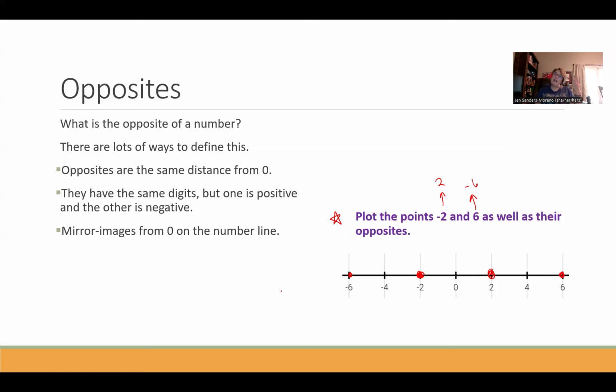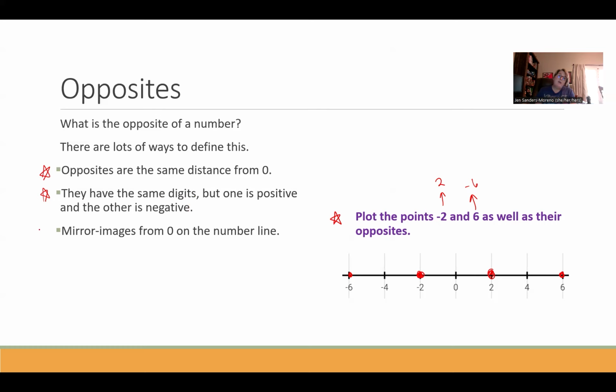Okay, so for them to kind of verbalize or write down, talk out how they figure this out, a couple things that they could talk about. Opposites are the same distance from 0. So yeah, -2 is 2 away from 0, and +2 is 2 away from 0. Well, probably the most common thing they're going to say is they have the same digits, but one is positive and the other is negative. So 6 and a -6, an 11 and a -11.